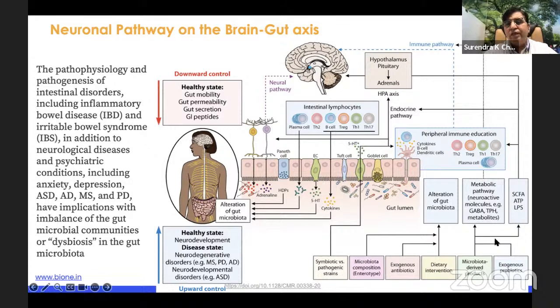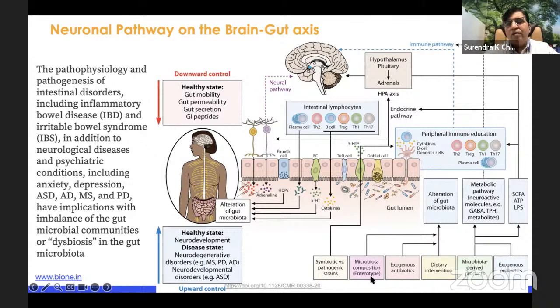Now, if you look at the scenario here, there are symbiotic organisms, and you can see there are two pathways. One is top-down, and the second is bottom-up. Basically, if you have more of the pathogenic strain, then this balance is disturbed, the HPA axis is disrupted, and the peripheral immune system starts activating continuously because of the disruptions here.